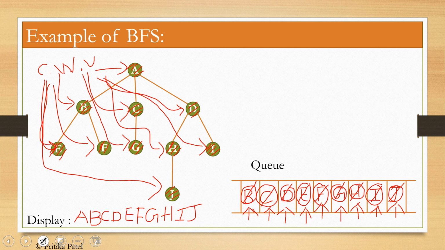This step number 2 is repeated until Q is empty, but now Q is empty, so this step stops here. And this display becomes the answer of BFS, that is breadth first search. So the answer is A, B, C, D, E, F, G, H, I and J, because breadth first search is nothing but level wise search or level wise motion. So A is first, then B, C, D, then E, F, G, H, I and then J. This is the example of breadth first search.